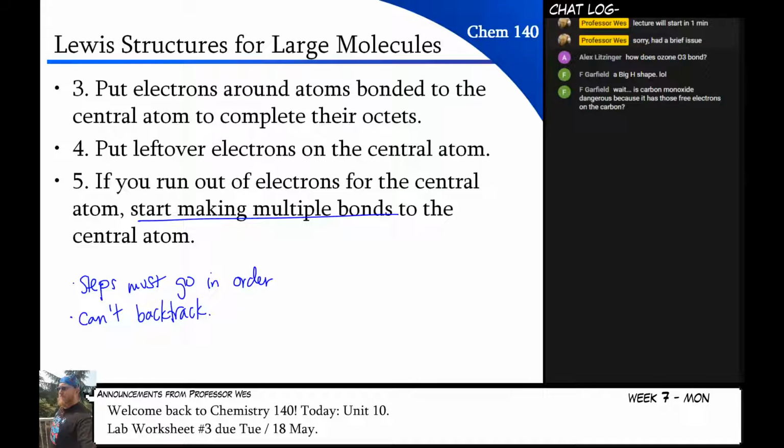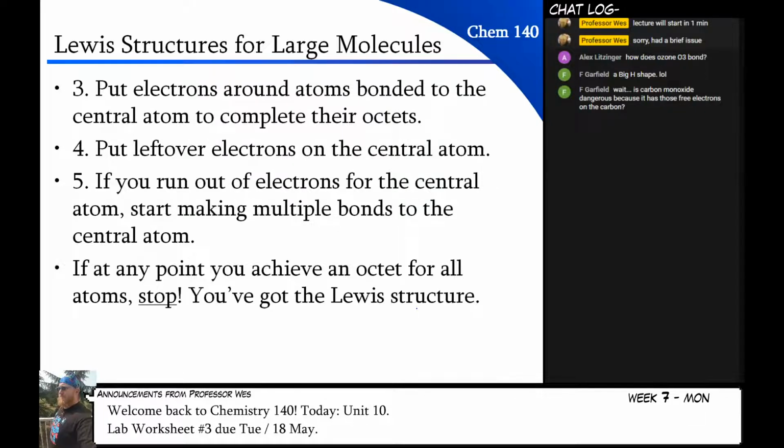Now, if at any point in drawing your Lewis structure, everything gets an octet, or all your hydrogens have 2 electrons each, you skip all remaining steps and you just stop. Your Lewis structure is correct. So if you ever get an octet for everything, the Lewis structure is done. This can happen as early as step 2, believe it or not. In some cases, it's just done at that point.